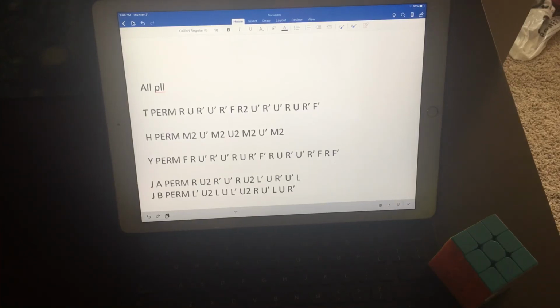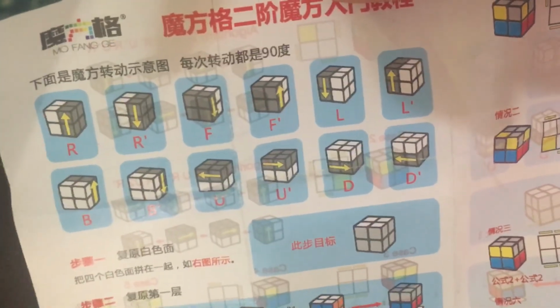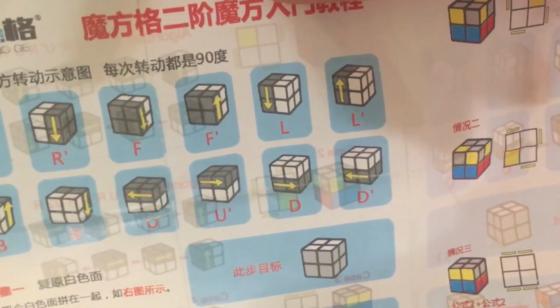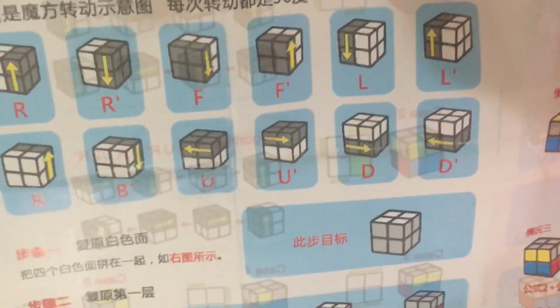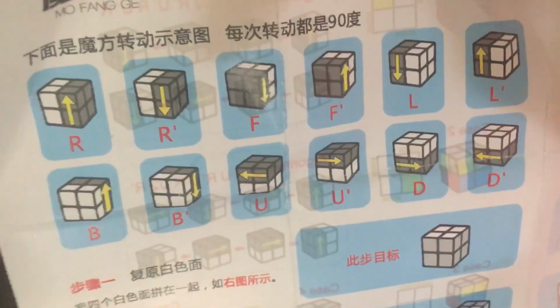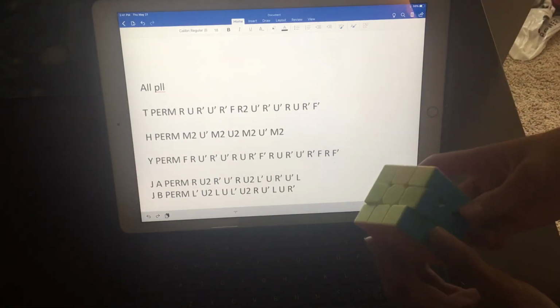So this is the PLL for the last layer on the Rubik's Cube. This is Permutation of the Last Layer. You need to know these moves: R, R prime, F, F prime, L, L prime, B, B prime, U, U prime, and D prime. All of these are what you need. I will use them in the algorithms, except for the M. The M is just the middle layer.